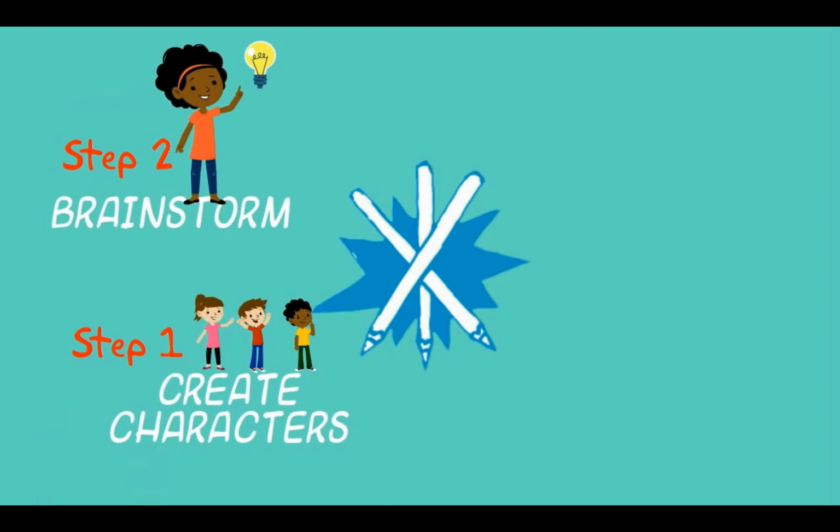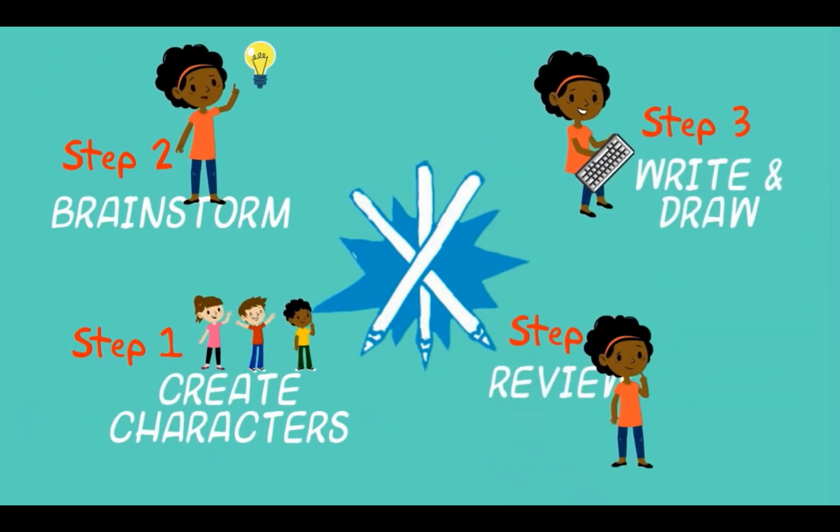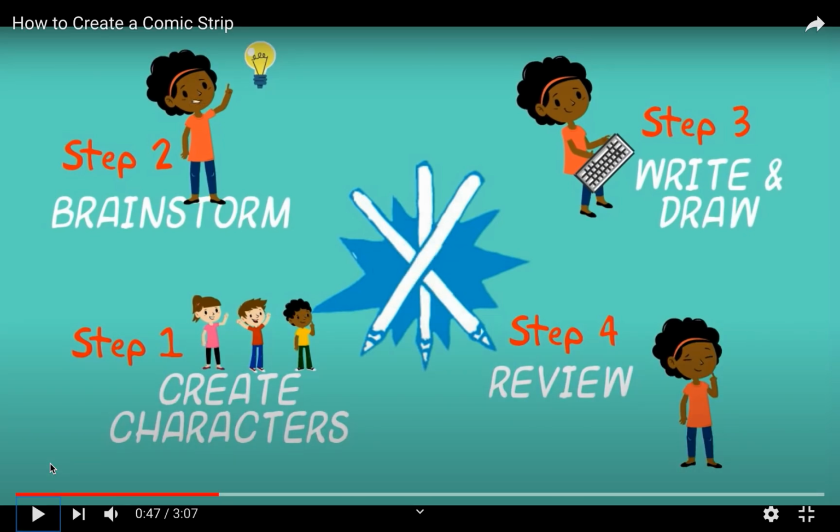So for planning, step 1, we're going to create our characters. Step 2, we're going to brainstorm. Step 3, we're going to write and draw. And step 4, we're going to review. It's always important to review our work.